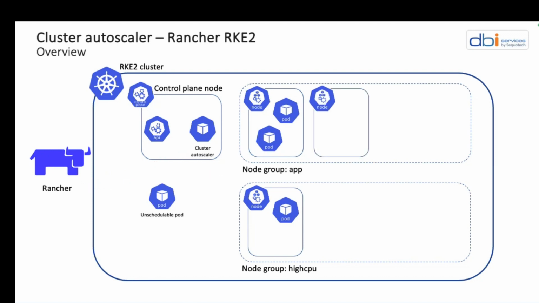So here, for example, it will add a new node into the node group app. And because there is a new node with available resources, Kubernetes will automatically start the pod on that new node.